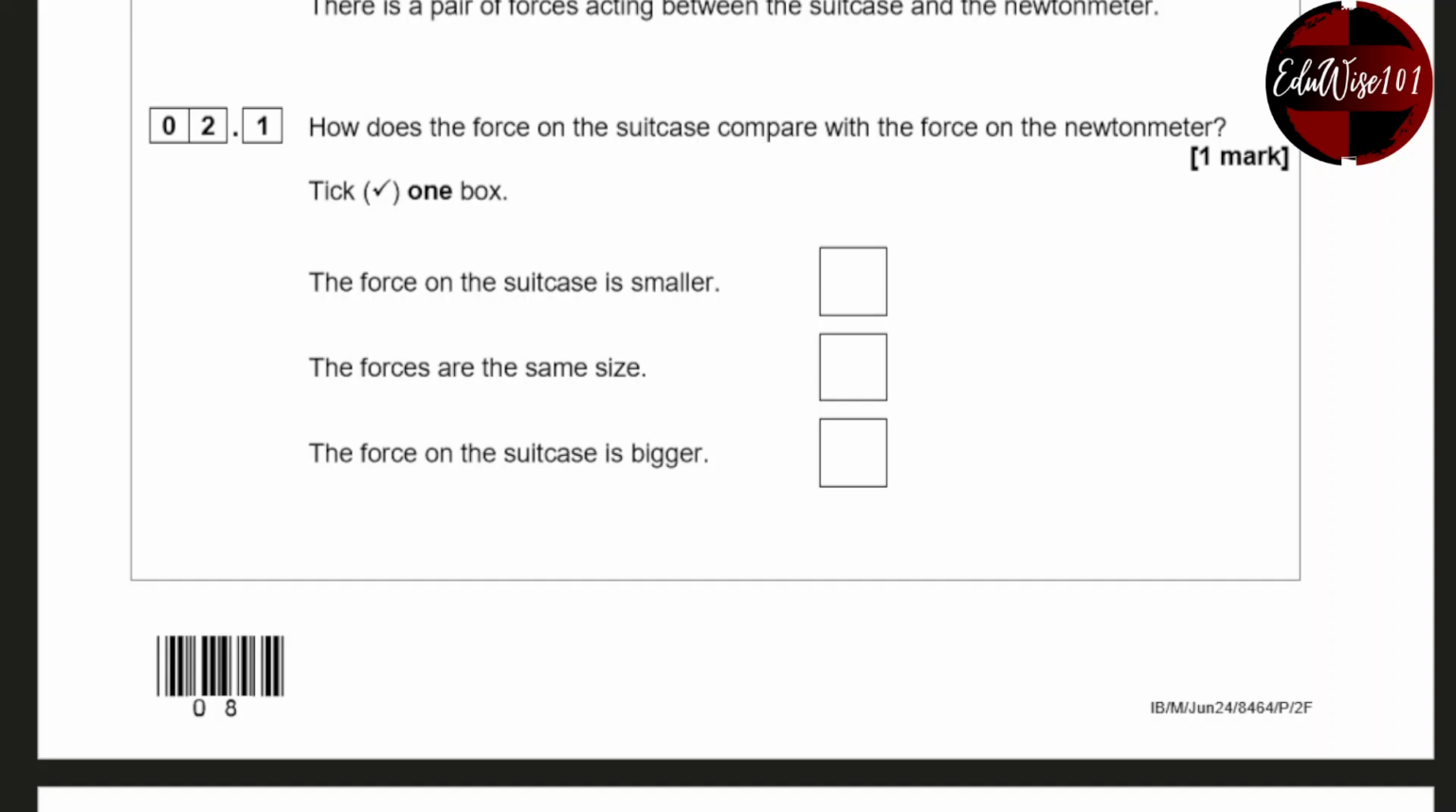Now, for the force on the suitcase compared with the force on the Newton meter, because it's hanging, it's not moving up or down. The forces should be balanced, right? For it to be balanced, the forces should be of the same size.